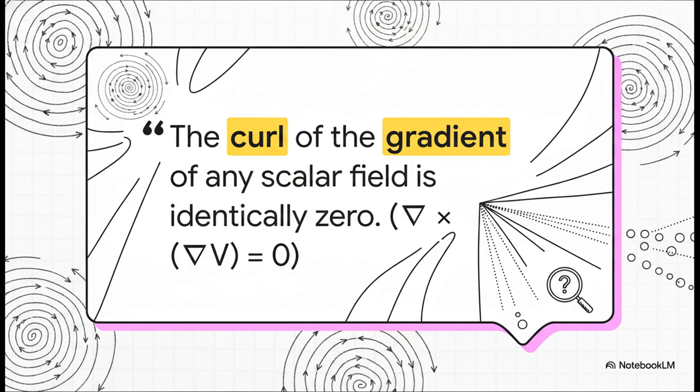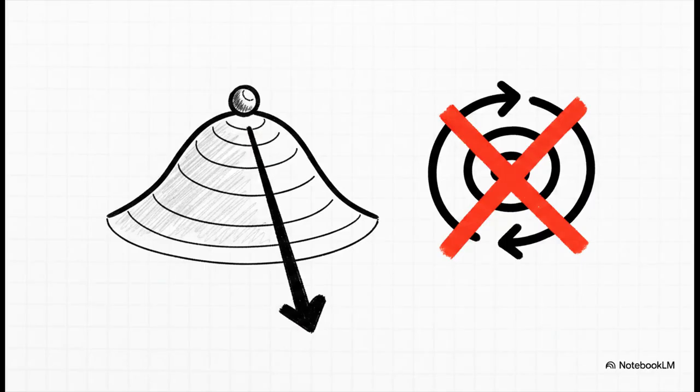This is such an important idea. It's even called out as a key concept in review question 3.6 of the textbook. So what does this mean in plain English? Well, a gradient field always points in the direction of the steepest change. Think of a ball on a hilly landscape. It's always going to roll straight down the steepest path. It's not going to just spontaneously start swirling in a circle. So a field that comes from a potential like this has no swirl. We call this irrotational or sometimes conservative.